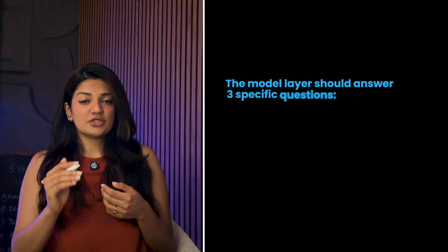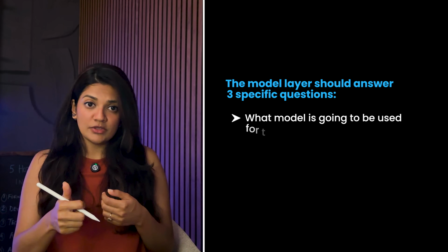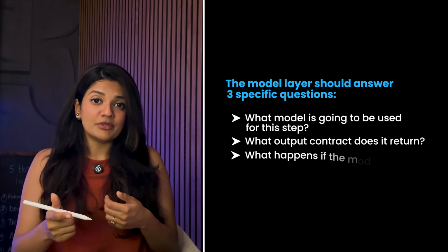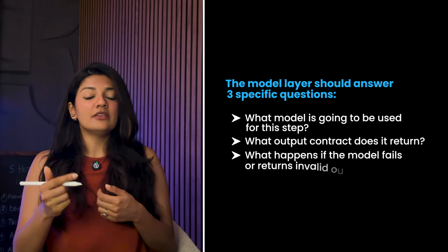Any step that feeds another system should return predictable structure, not free-form prose. So use JSON schema, Pydantic models, function or tool calling, or whichever structured output mechanism your model provider supports. The model layer should answer three specific questions. What model is going to be used for this step? What output contract does it return? And what happens if the model fails or returns invalid output?